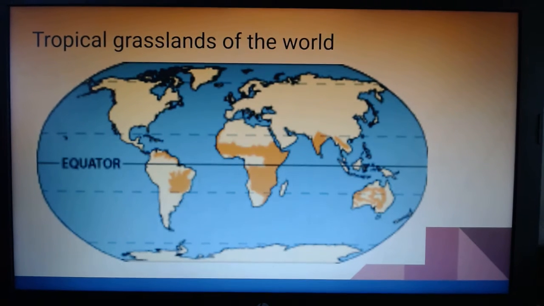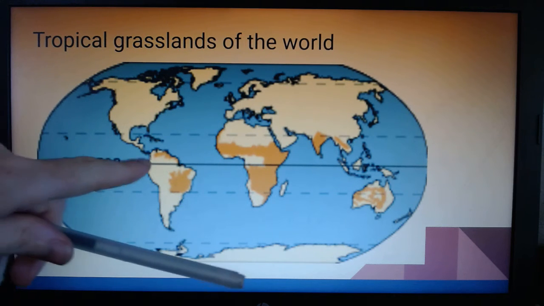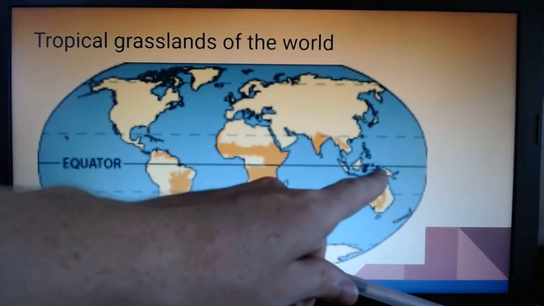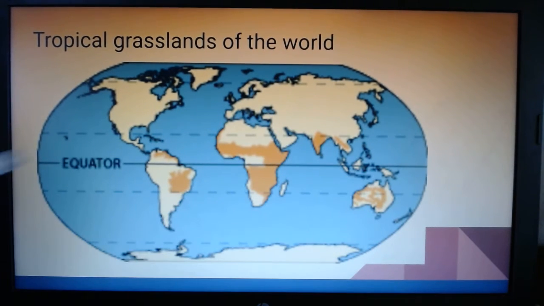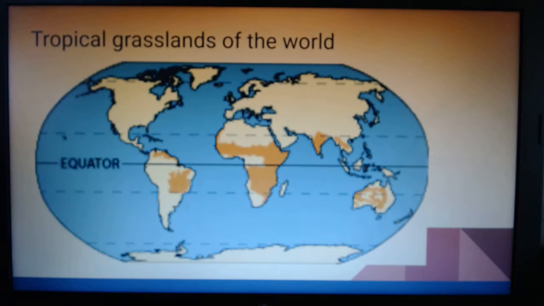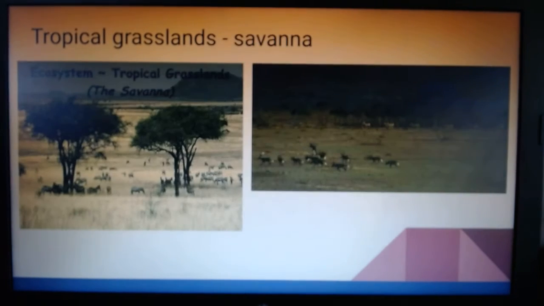So again, just to give you some idea of where our tropical grasslands are in the world, okay, we'd have our rainforest along here, rainforest in the middle here, and these islands we know have rainforests. Our grasslands, our tropical grasslands, are found either side of that near the tropics, okay? So that's just showing you where in the world they might be.